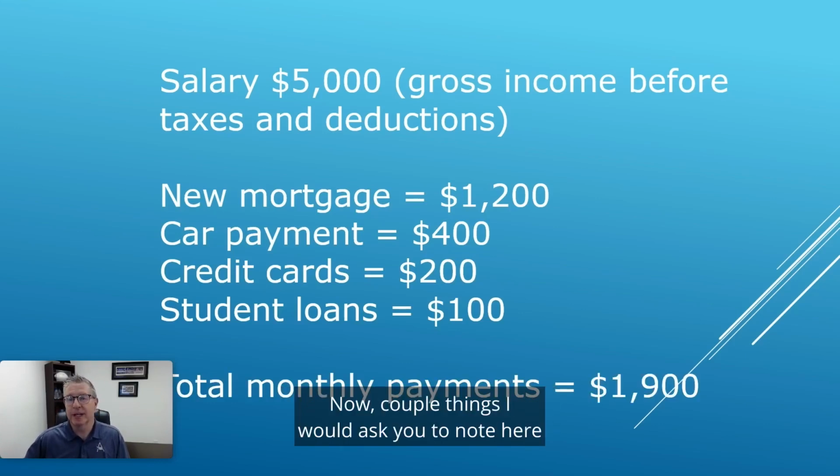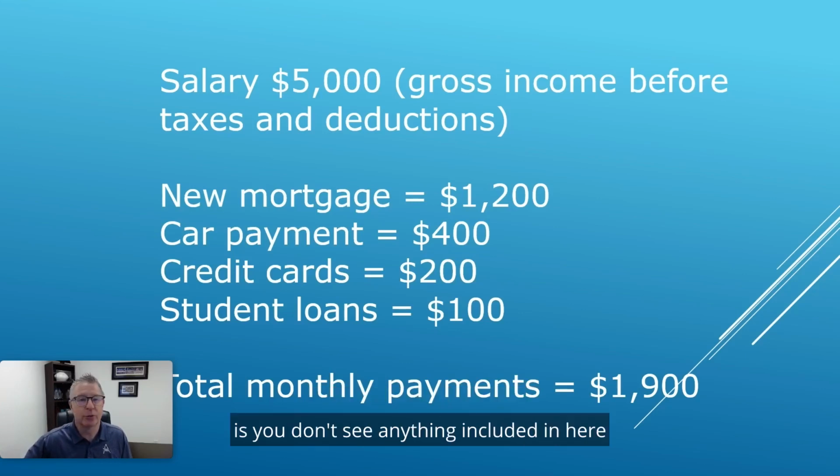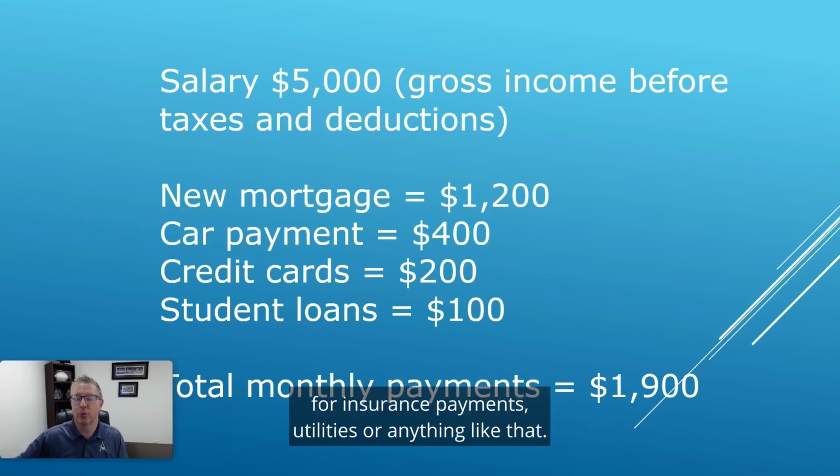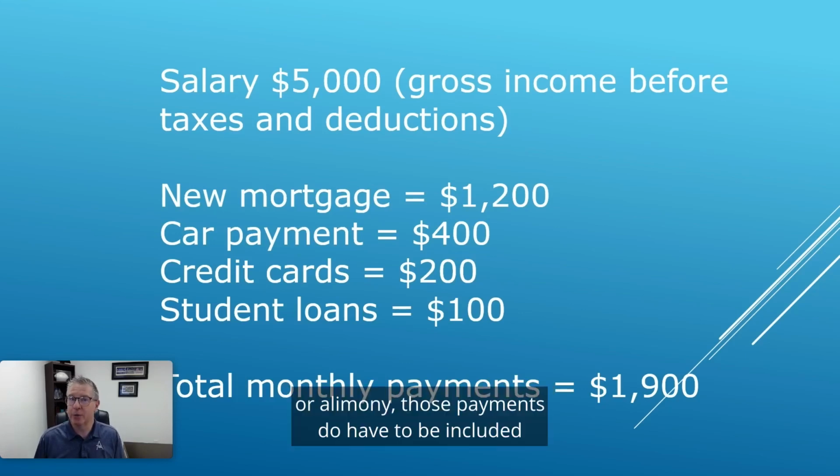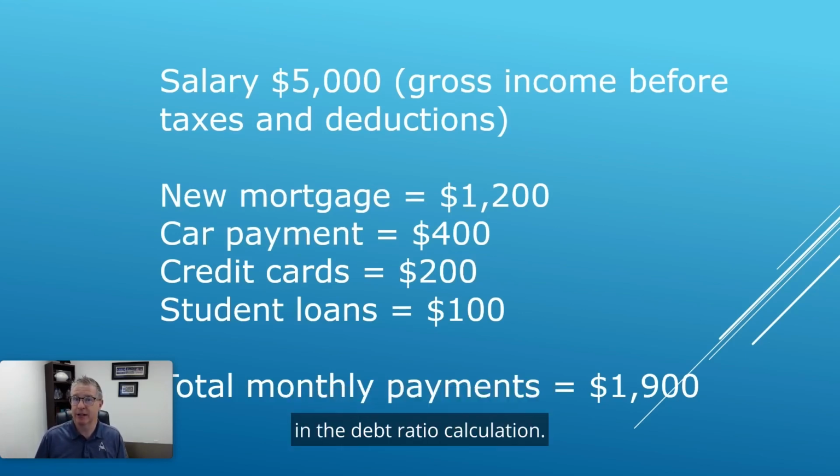A couple things I would ask you to note here: you don't see anything included for insurance payments, utilities, or anything like that. Those things are not included in the debt ratio calculation. Also note that if you are paying, let's say, child support or alimony, those payments do have to be included in the debt ratio calculation.